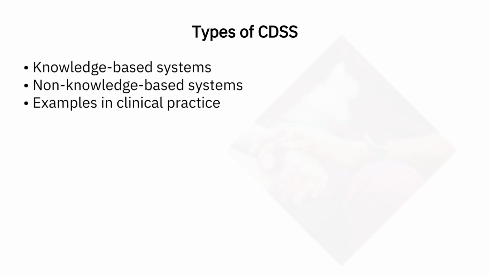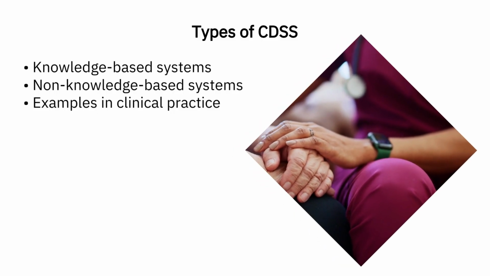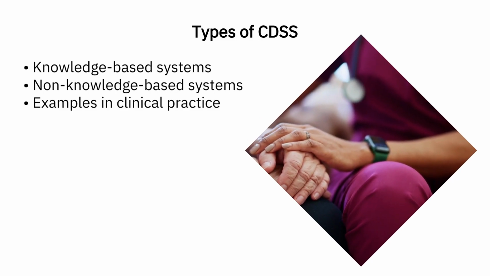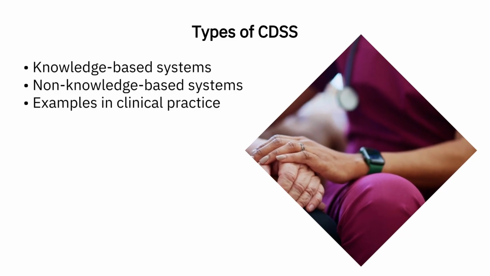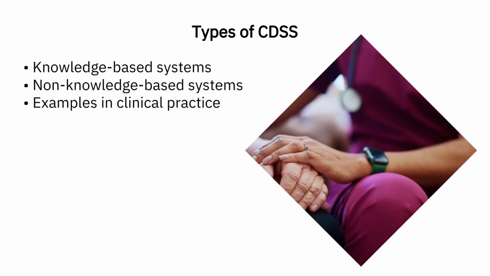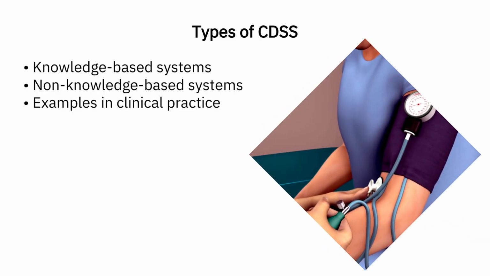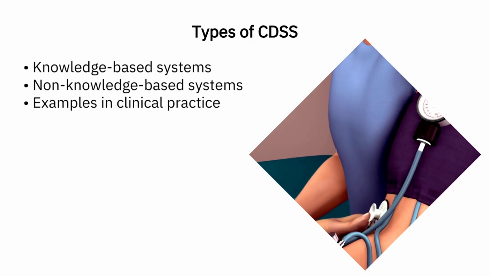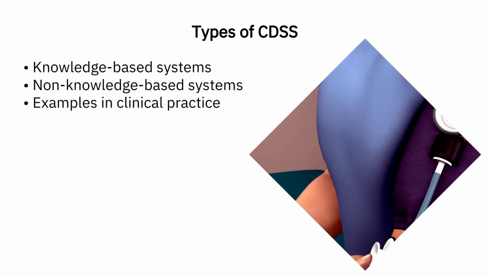There are two main categories of CDSS: knowledge-based and non-knowledge-based. Knowledge-based systems use a predefined set of rules, facts, and medical guidelines. They operate like a massive decision tree. If X, then Y. For example, if a patient's blood pressure reading is above a certain threshold, the system might recommend checking for hypertension and suggesting treatment options.